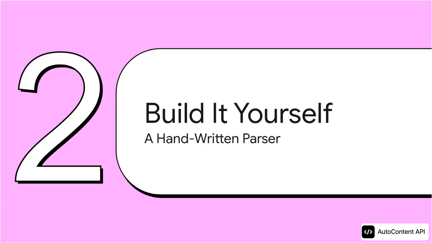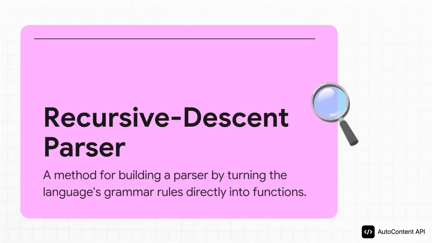So, what's the first secret to why this thing is so effective? It's all about its hands-on, build-it-yourself philosophy. See, instead of using some complex automatic tool to figure out what the code means, Crenshaw taught you how to write your own parser completely from scratch. He did this using a technique called a recursive descent parser.